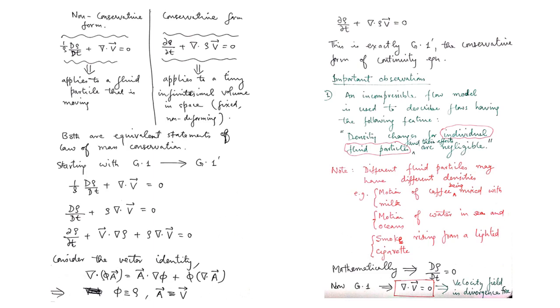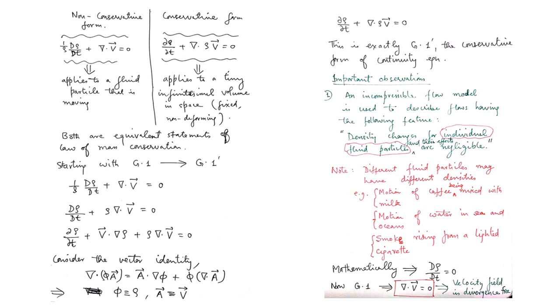So the second equation has a slightly different way of visualizing it. Okay, it applies to a tiny infinitesimal volume which is fixed in space. Okay, and which is of course non-deforming. So this is how you should be interpreting these two types of continuity equations.